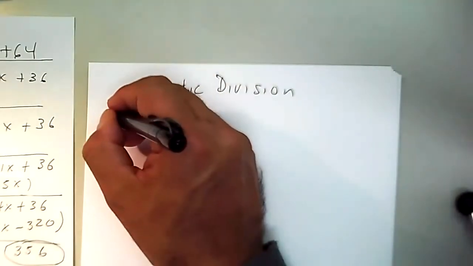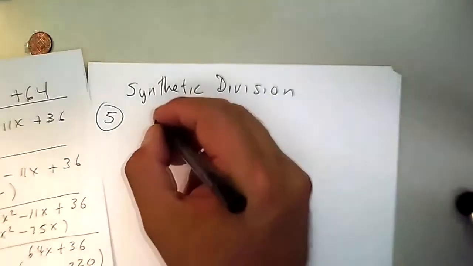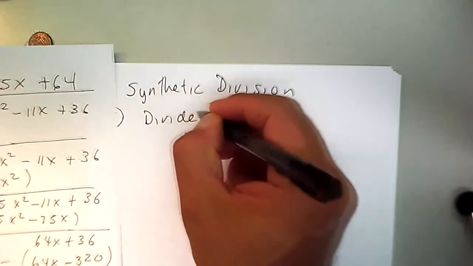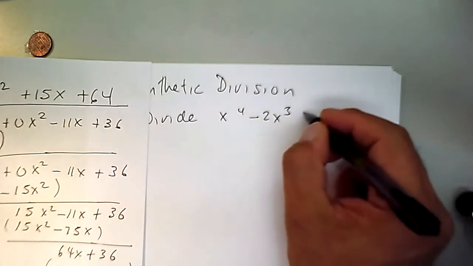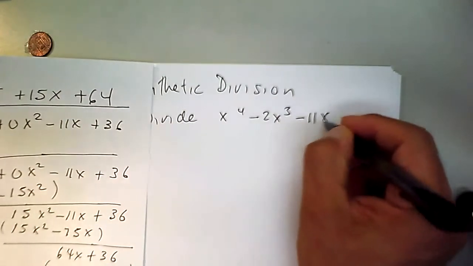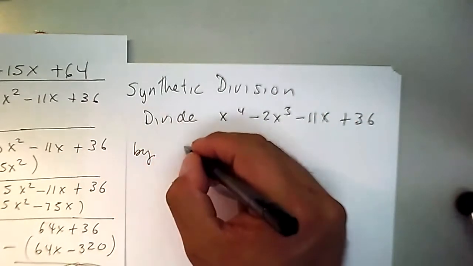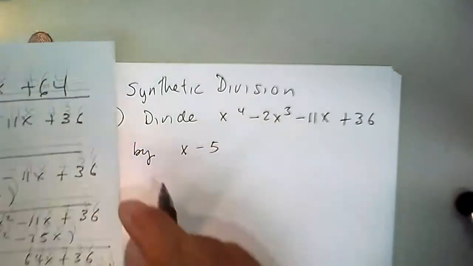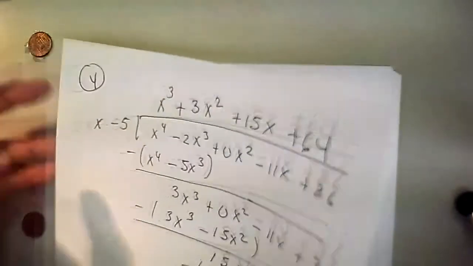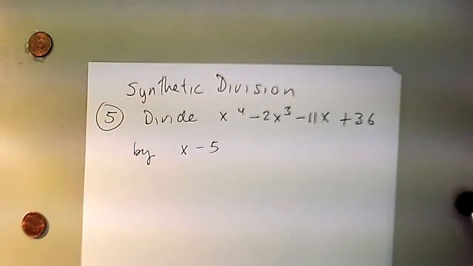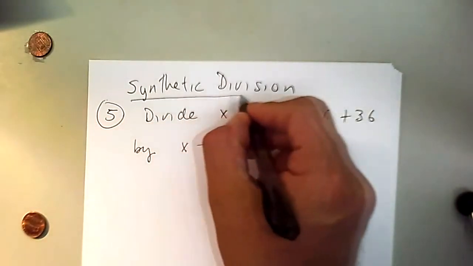I'm going to make an example out of this, even though I'm going to use the same polynomial. Okay, so let's say divide x to the 4 minus 2x cubed minus 11x plus 36 by x minus 5. So it's essentially the same problem, but I'm going to show you a way to do this more effectively. It is called synthetic division.